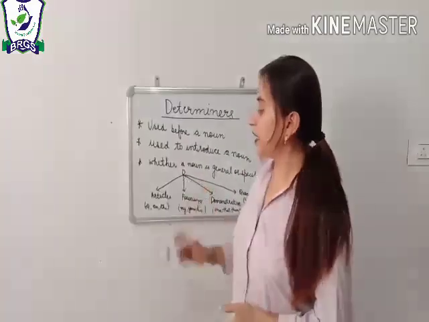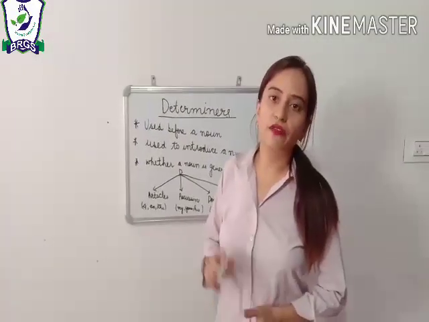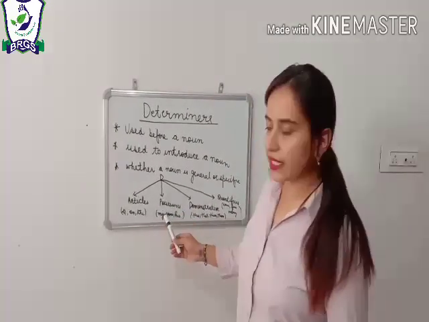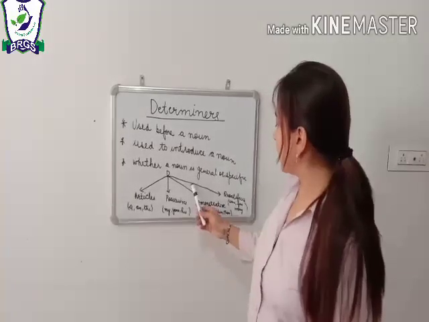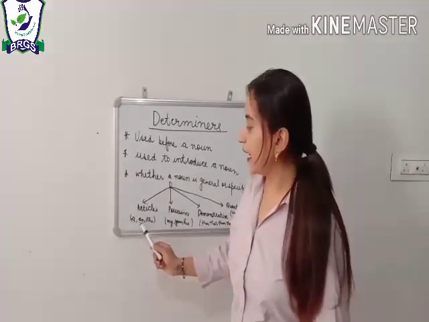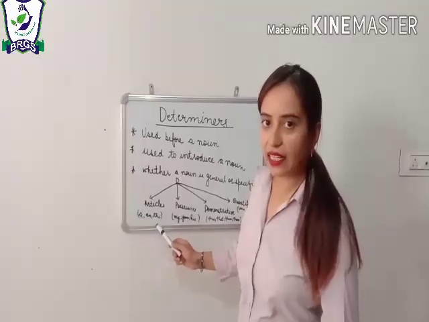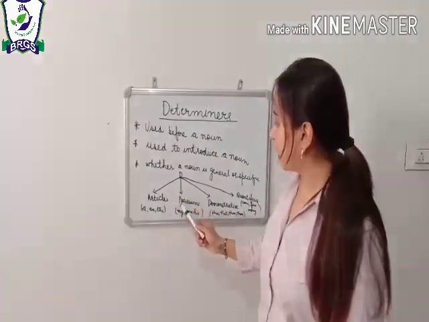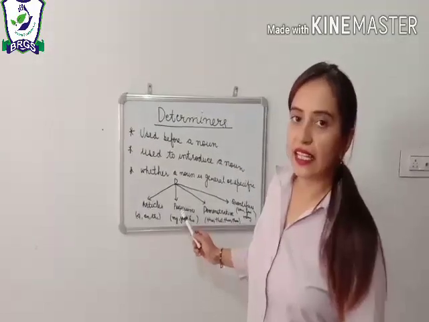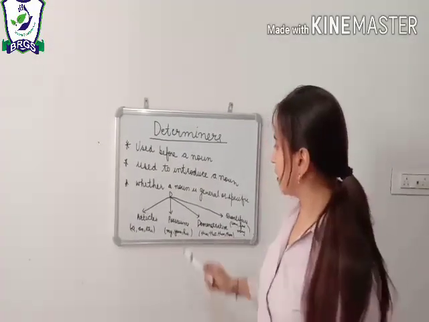Now determiners, as I told you, are of 4 types. First one are articles, then possessives, then demonstratives, then quantifiers. So in articles, a and the, these are articles. And what are possessives? The words like my, your, his, hers, these are possessives.